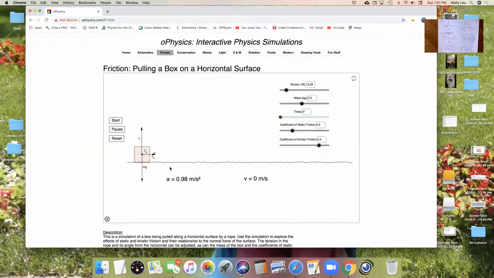Now, if we look at an example, we have an object on a horizontal surface. The mass of the object is 2.5 kilograms. So because the mass of the object is 2.5 kilograms, I'm calculating the weight right away: 2.5 kilograms multiplied by 9.8 meters per second squared, 24.5 newtons. This is the weight of the object.